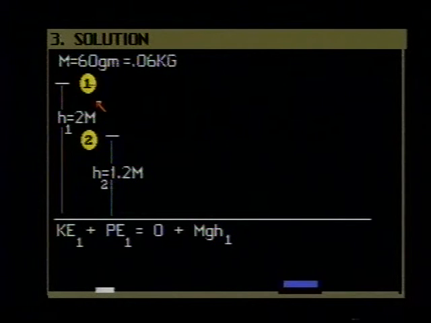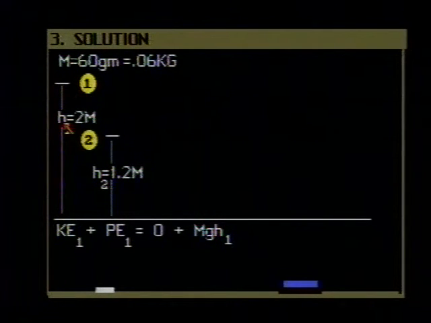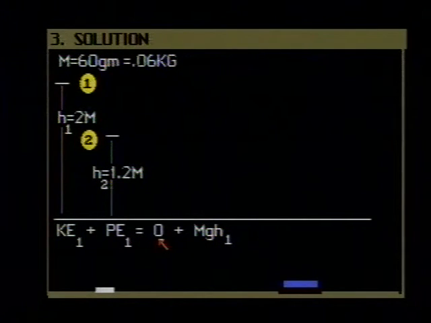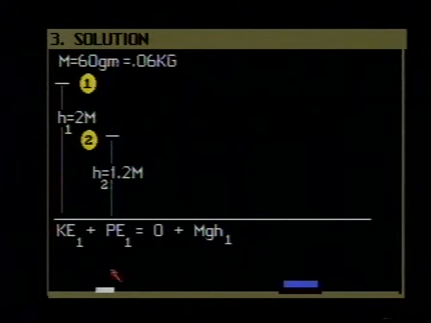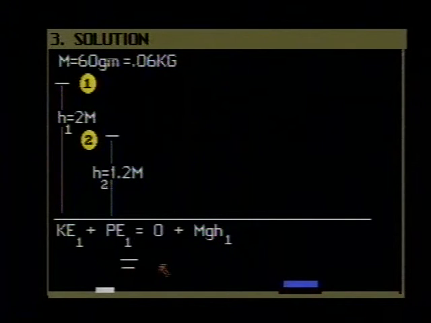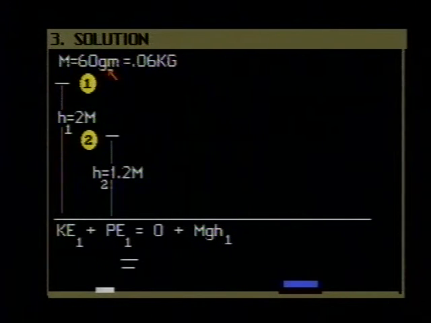The tennis ball is pictured at point 1 at a height of 2 meters above the court and at point 2 at a height of 1.2 meters above the court. The sum of the kinetic energy at point 1 and the potential energy at point 1 is equal to 0 for the kinetic energy because the ball is momentarily at rest, plus the mass of the ball times the acceleration of gravity times h1. If we calculate that, we have the mass of the ball, 60 grams, and in kilograms, 0.06 kilograms.